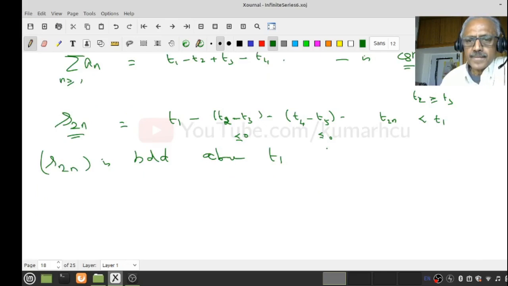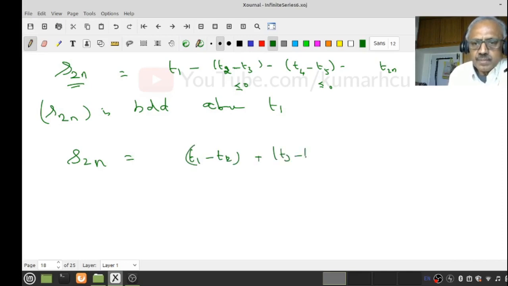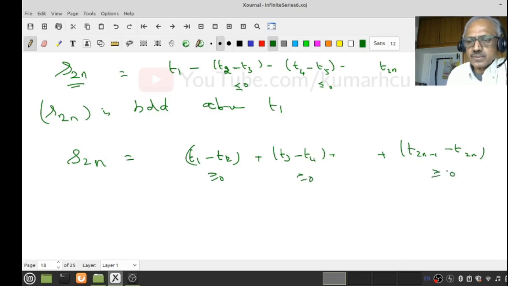Next, let us rewrite it. Remember, this is where we are using the fact it's a finite thing. I can write this as T1 minus T2 plus T3 minus T4 plus ... plus T2n minus 1 minus T2n. Each of these pairs is greater than or equal to 0, because the Tn's are decreasing. Therefore, what do I know? S2n is an increasing sequence and bounded above.